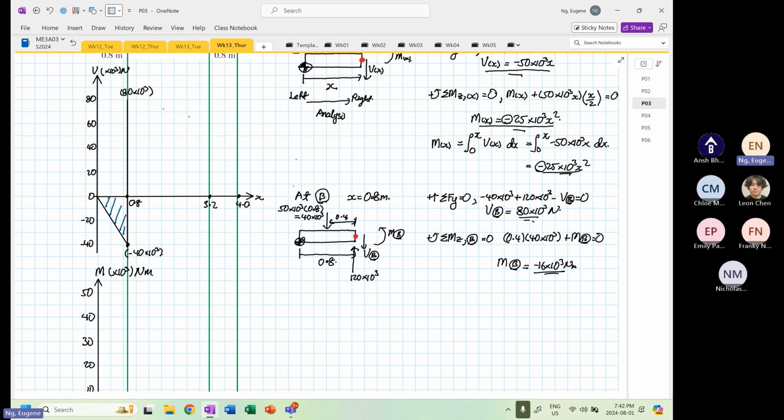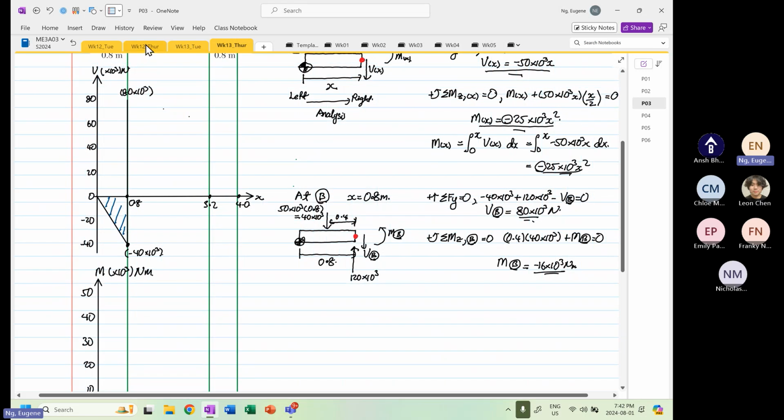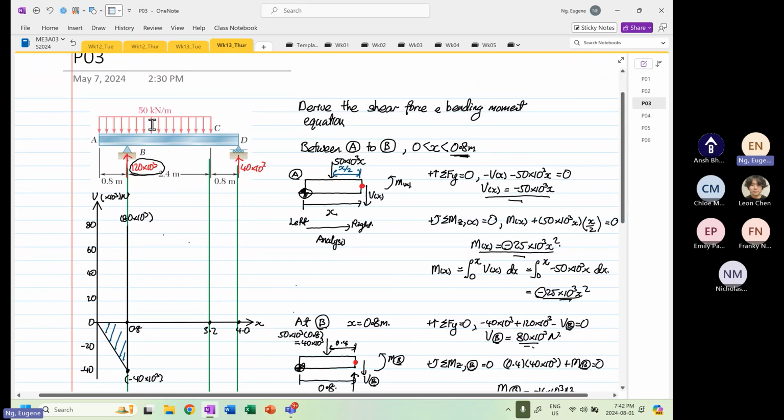I'll do one more, all the way. Maybe this is a good refresher for all of you on how to construct shear force and bending moment equations. So now we are going to go from point B to point C. I need just this diagram, I don't need the graph.